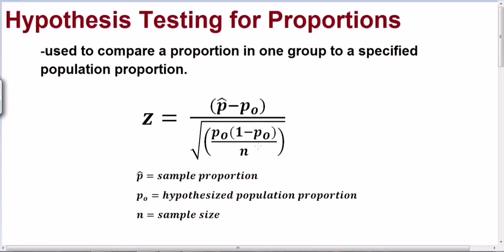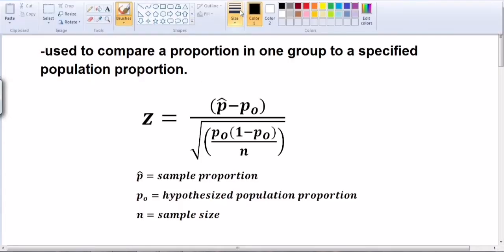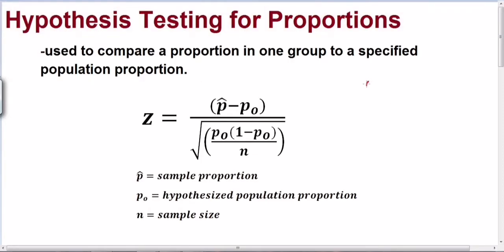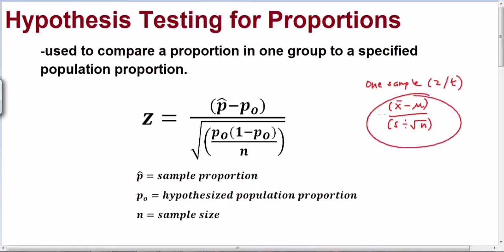So, same lang sila nung steps sa one sample z-test, t-test. Ang kaibahan lang nila guys is ito ay iba ang formula. So, kung natatandaan ninyo dun sa one sample na z at saka yung t, ang formula natin is sample mean minus population mean all over standard deviation divided by square root of n. So, ito yung ginagamit natin sa step 3.